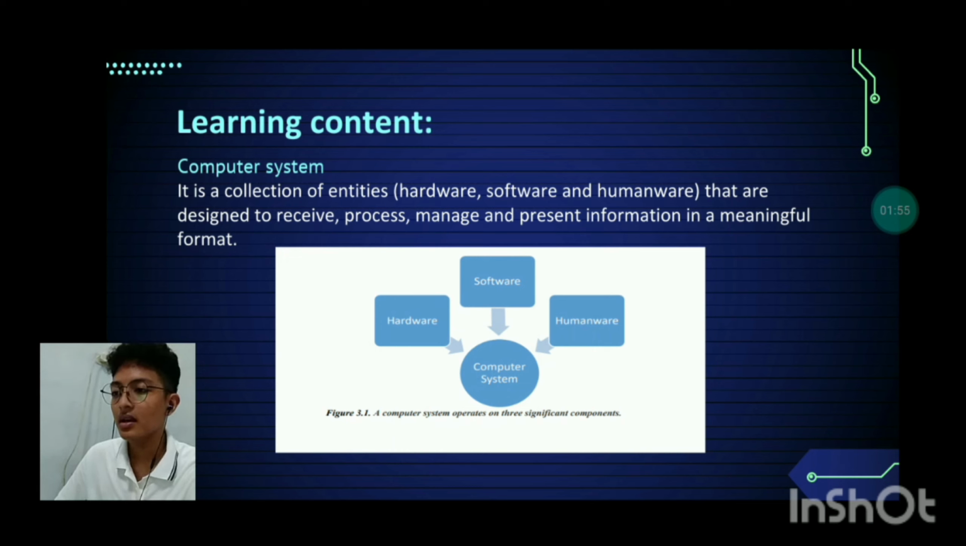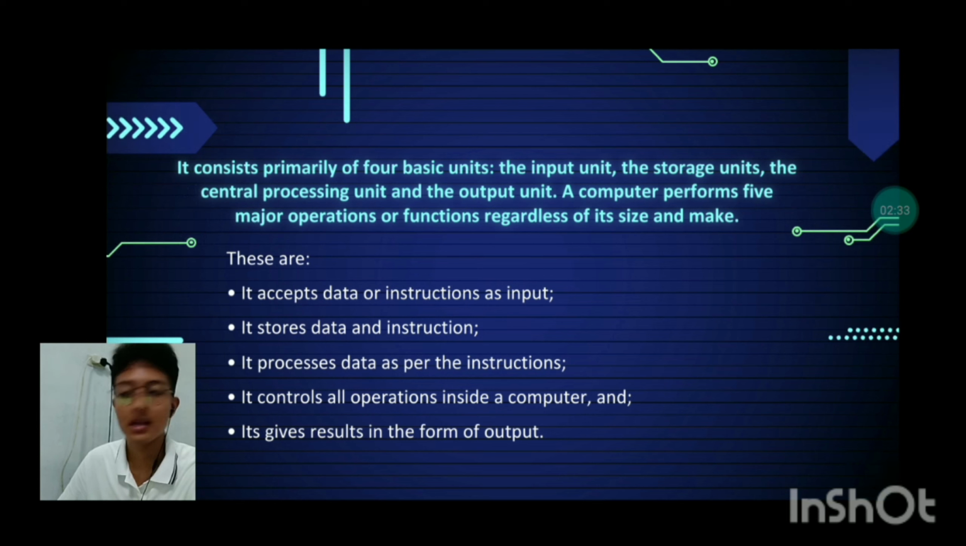Computer system. It is a collection of entities, the hardware, software, and humanware, that are designed to receive, process, manage, and present the information in a meaningful format. Now, computer system consists of various components, like the hardware, software, and the humanware. The main purpose of a computer system is to receive data, process it through software, manage and organize it, and then present the processed information in a way that is understandable and useful to us humans. Essentially, it's a tool that helps people work with data efficiently and meaningfully. Now, let's move on to the next slide.